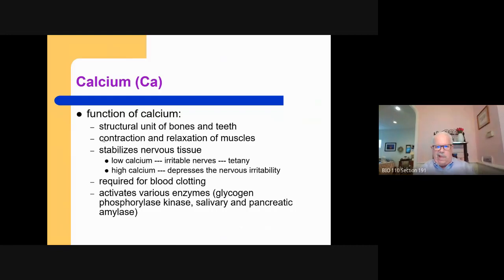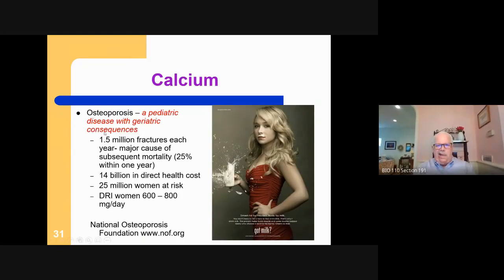But the function of calcium is all throughout your body. You can't clot blood without calcium. You can't have a synapse in your nerves without calcium. So calcium is an extremely important mineral. You can't relax or contract your muscles without calcium. So calcium is extremely important. And basically it comes from milk.